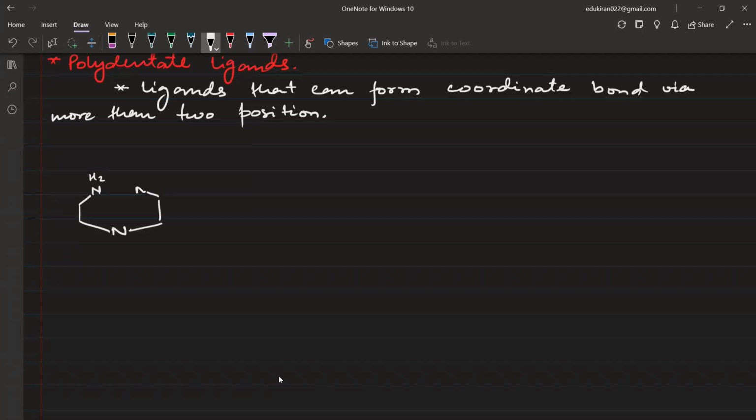NH2, NH2, and this has one hydrogen like this. These are the lone pair electrons, and they can coordinate to one metal atom like this. So this is what? Diethylene diamine. This is ethylene, CH2 CH2 CH2 CH2.